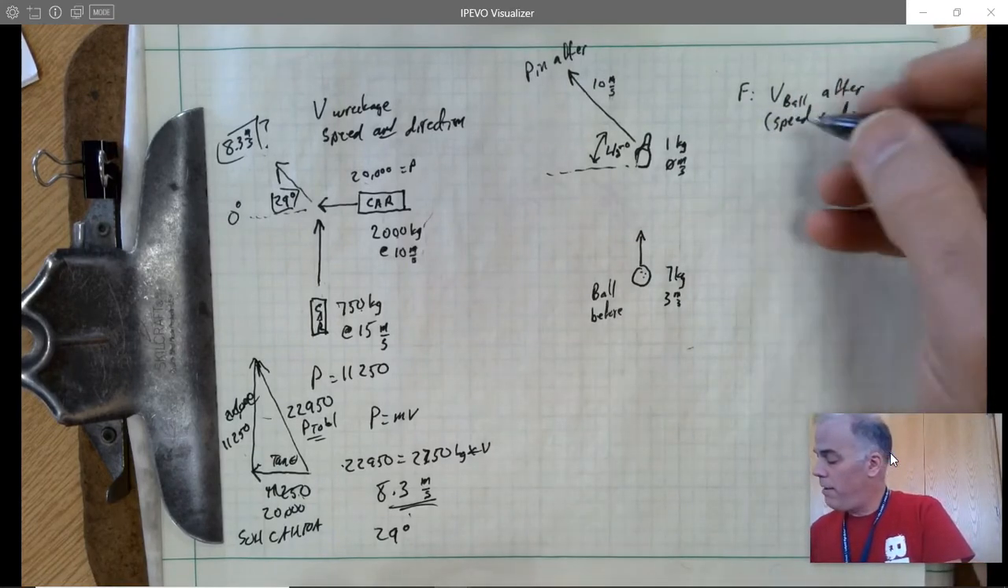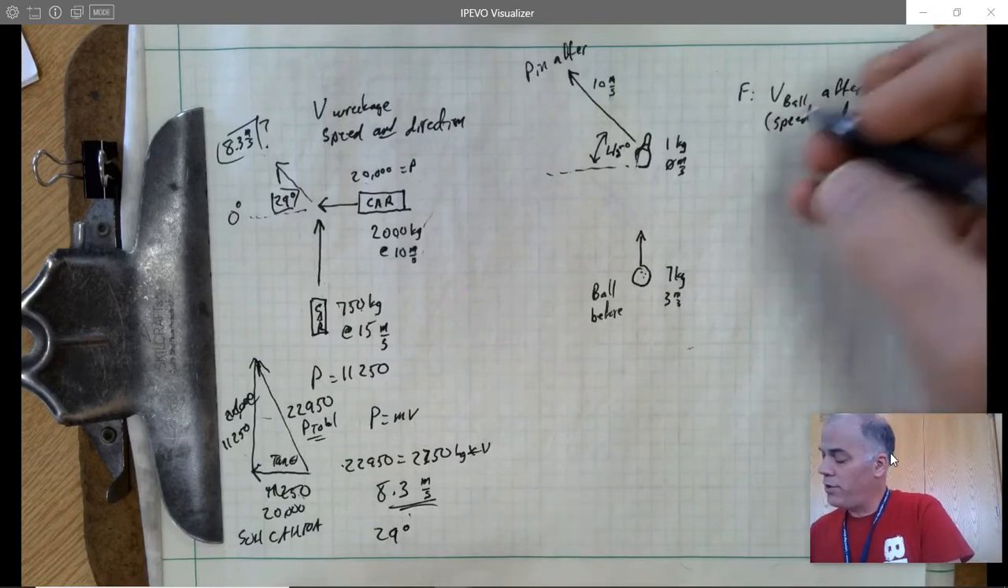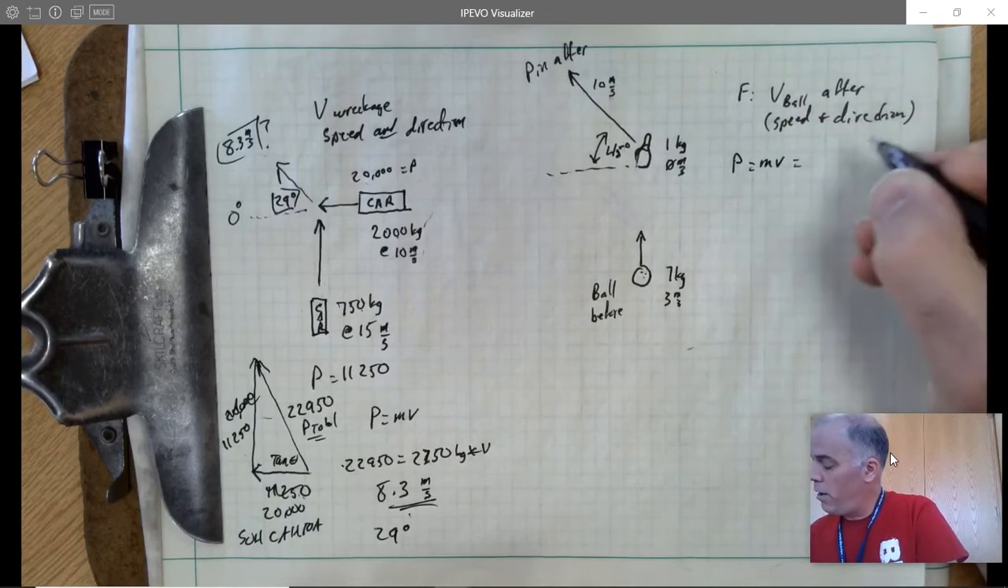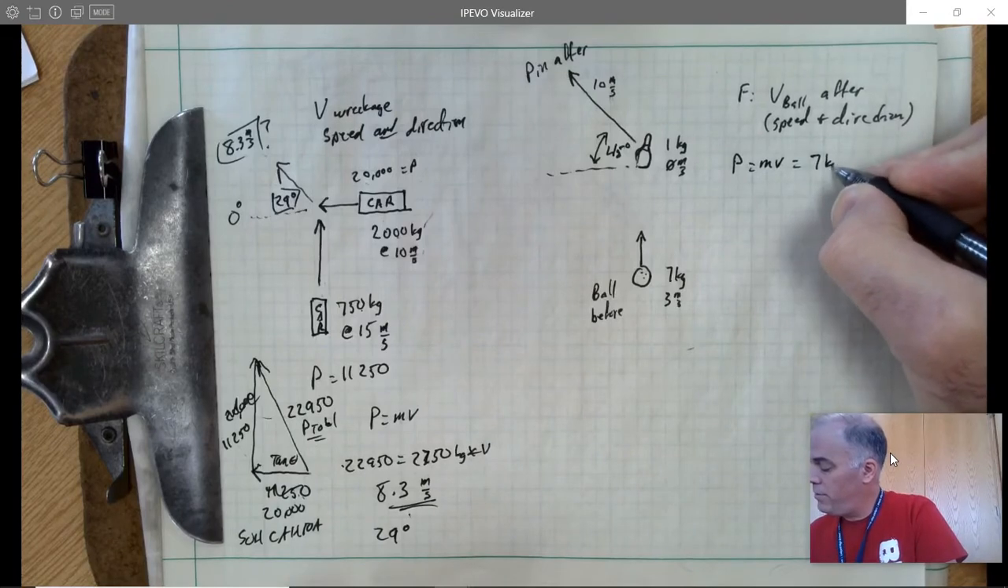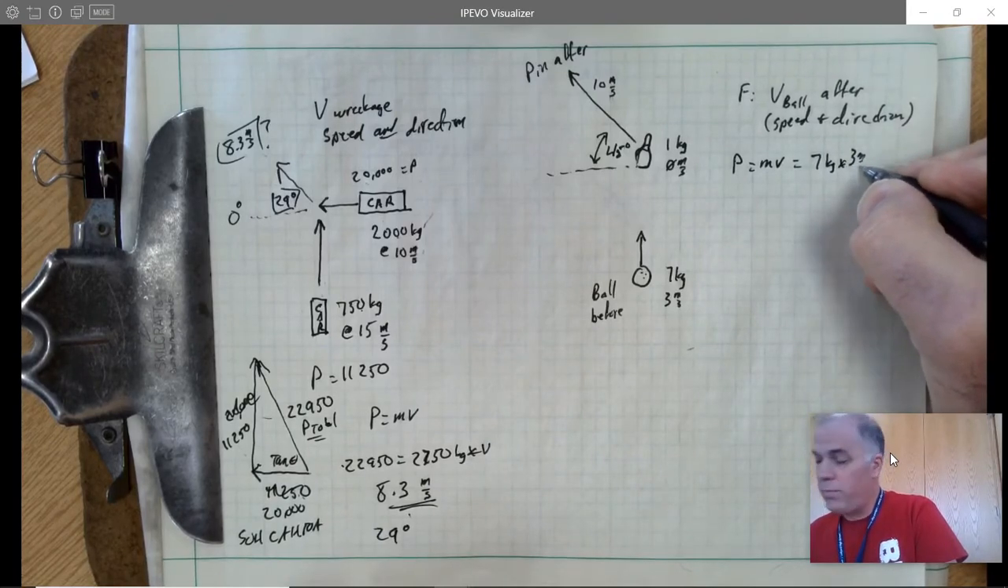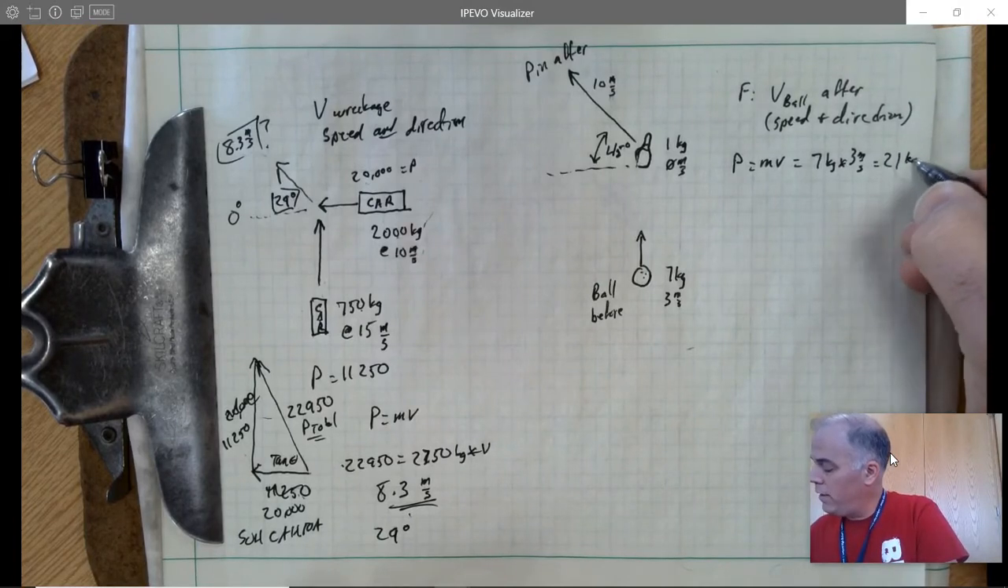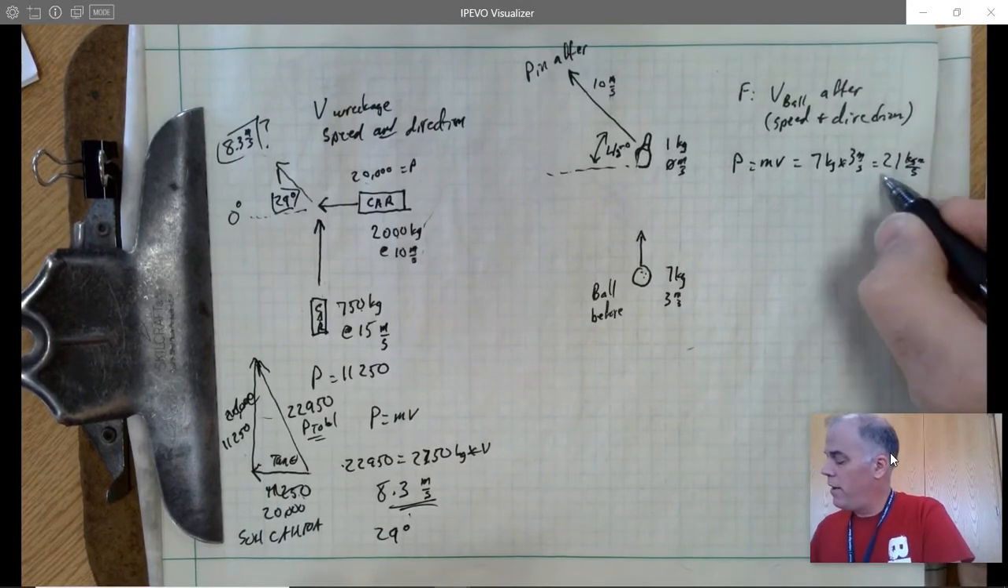So we're going to start off by figuring out the momentum of the ball. We've got to start somewhere, so why not that? So P equals mv, and for the ball, that's going to be 7 kilograms times 3 meters per second. So that equals 21 kilogram meters per second of momentum.